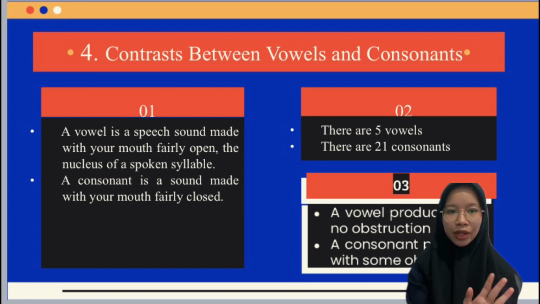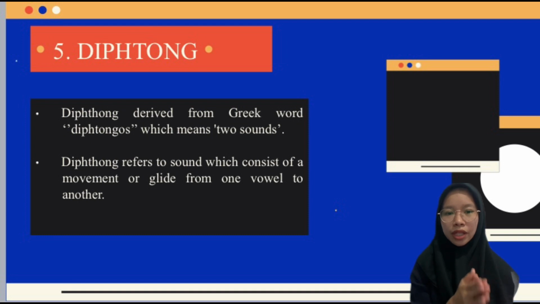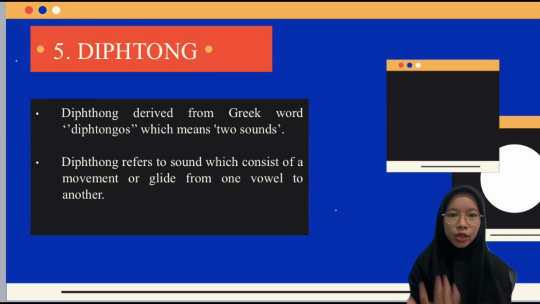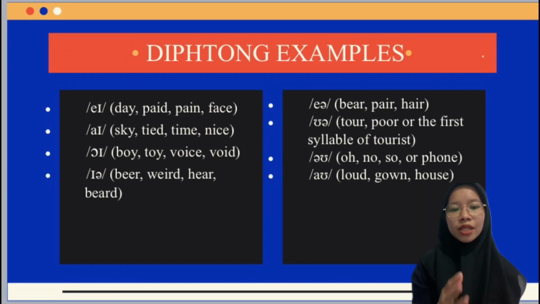And the last point is diphthong. Diphthong comes from the Greek word diphthongos, which means two sounds. A diphthong is a combination of two vowels. The sound moves or glides from the first vowel sound to the next vowel without a pause or obstruction. For example, when you pronounce high, the vowel A will directly glide to E, and there are many other examples of diphthongs as you can see on the screen.